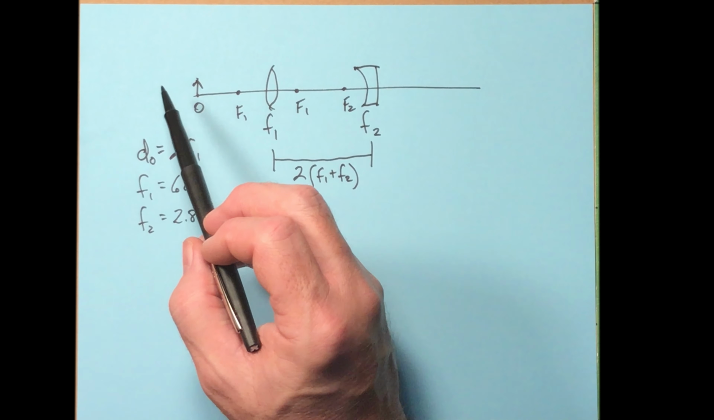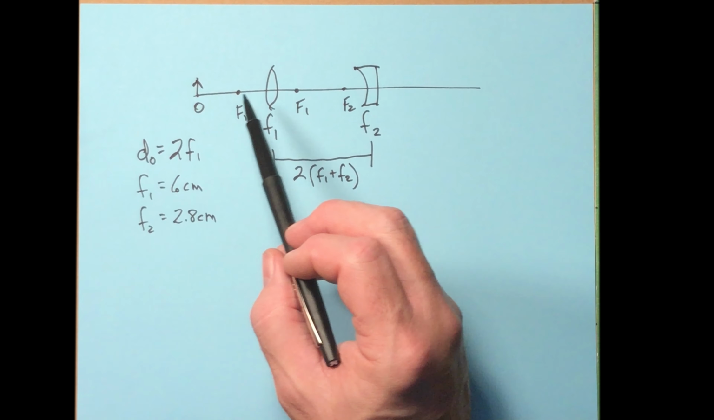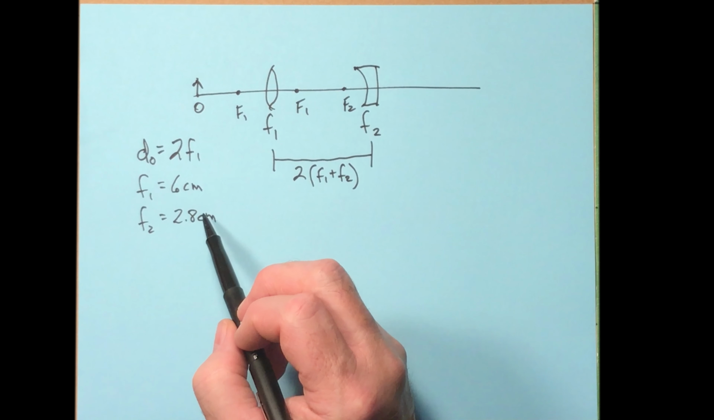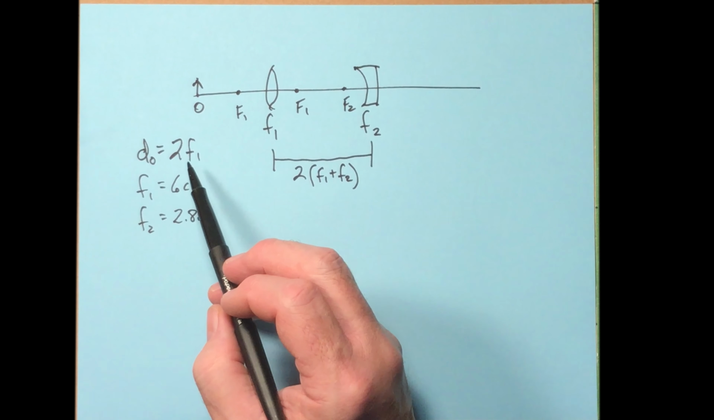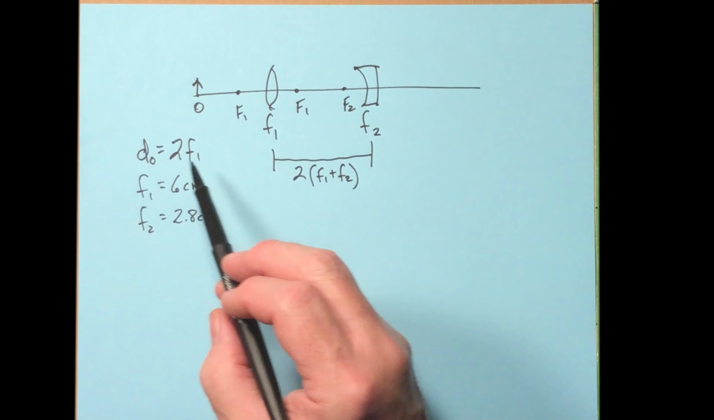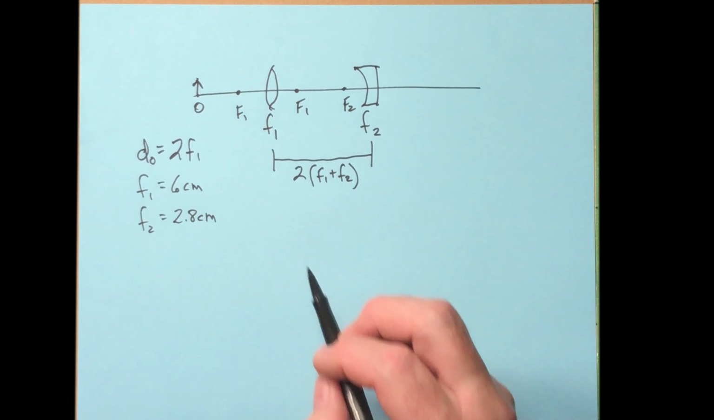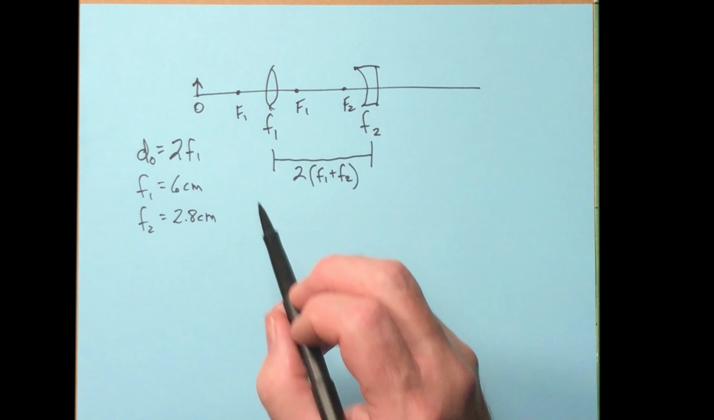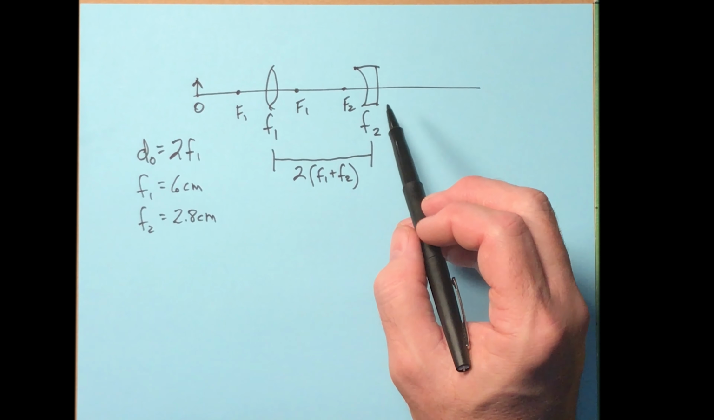So where is the final image? Where is the final image here? Okay, if you know that this is 6 and this is 2.8, and you know that the distance between the two is given by that right there, and you know the object distance, you should be able to figure that out. The way that you do it is one lens at a time.